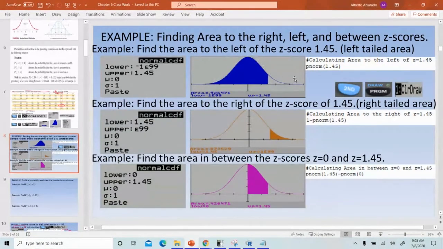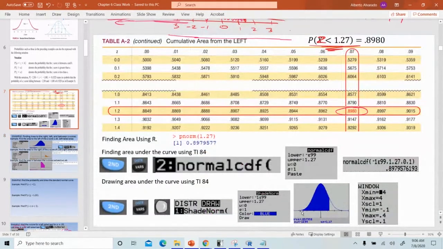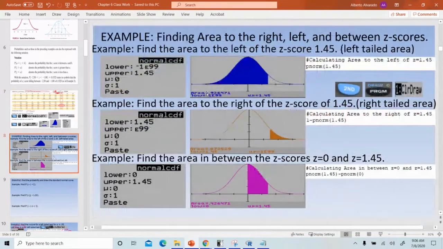It won't necessarily draw this for you. If you want that, you need to go to ShadeNorm. But I usually just do normal CDF, and I don't usually draw it, because normal CDF just gets you the probability of the left. If you want the probability of the right, this time we want the right of the z-score of 1.45. So 1.45 would be here, and to infinity. Remember, the calculator doesn't register infinity. There's no infinity button, so you have to type E99. It's a standard normal curve, so the mean is 0 and the standard deviation is 1.